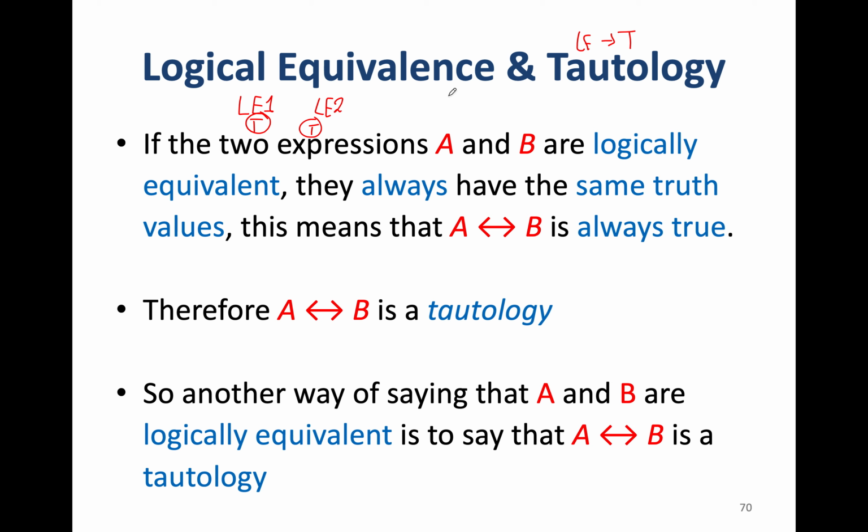Now, if we have logical expressions that are logically equivalent and they always have the same truth value, which is a tautology, we replace it with the three-line equal symbol. It's something like if and only if. So another way of saying that A and B are logically equivalent is to say that A if and only if B is a tautology.